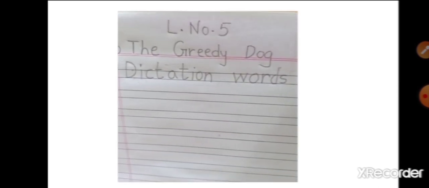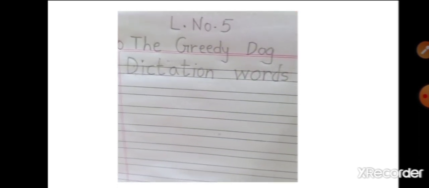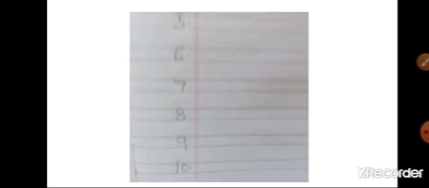Okay? Are you writing, children, with teacher? Have you finished writing dictation words like teacher? Then write here numbers 1, 2, 3, 4, 5, 6, 7, 8, 9, 10 and 11. So write the numbers from 1 to 11 like this. Okay? Have you written numbers? Now let's write the first word.